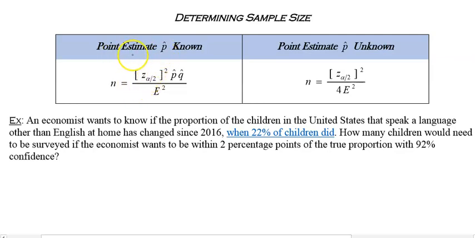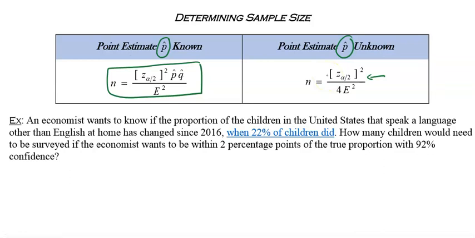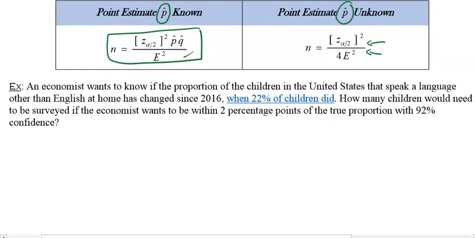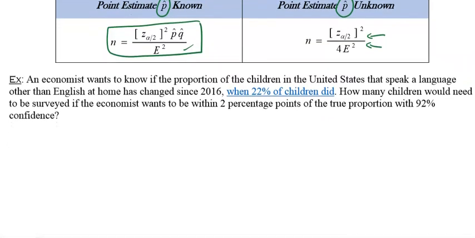For a point estimate, if this is known, this is what you use: n equals z sub alpha over 2 squared, p hat q hat over E squared. If it's unknown, you use this formula. So you don't have a choice. I use one or the other. I don't use both. If p is known, I figure it out, I'm going to use this for sure. If I don't know p, then it has to be this. n is the number of subjects.